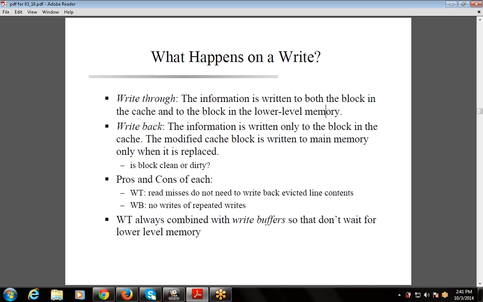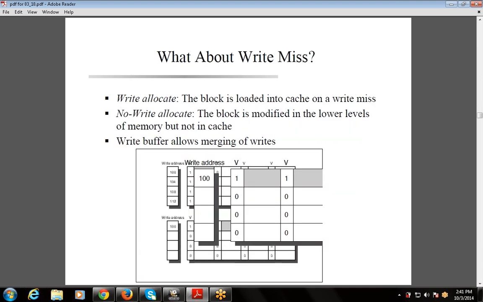Then what are the pros or cons of each? One is write through, which reads the message and does not need to write back the evicted line content. Whenever we use write through, there are more chances of misses. Then write back has no repeated writes. Write through combines with write buffers, so it doesn't wait for the lower level memory. That is, write through is done very easily and efficiently.